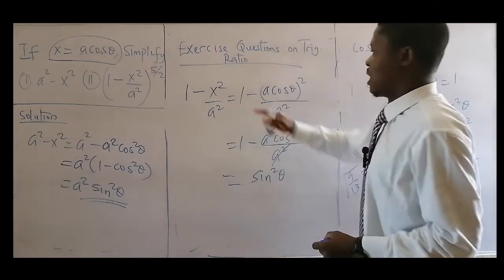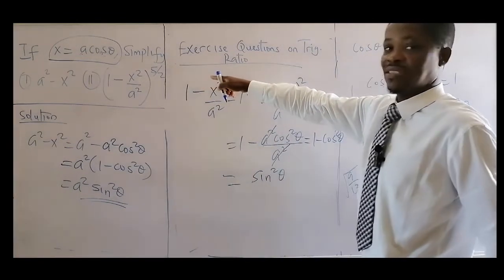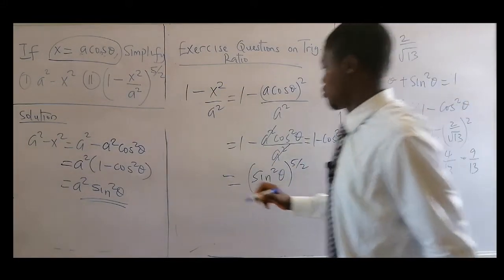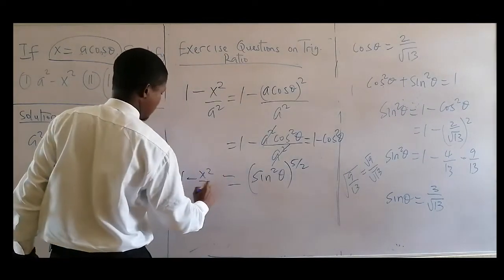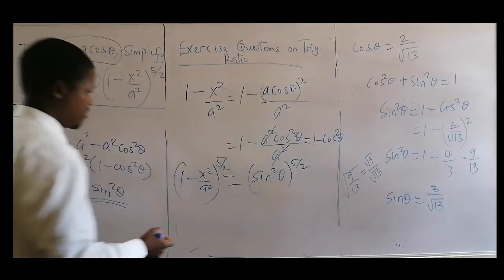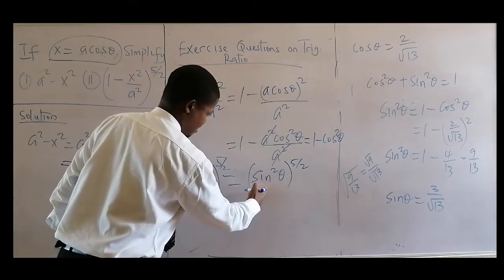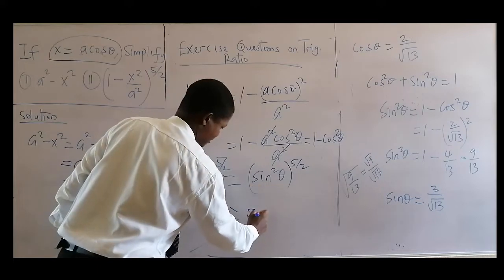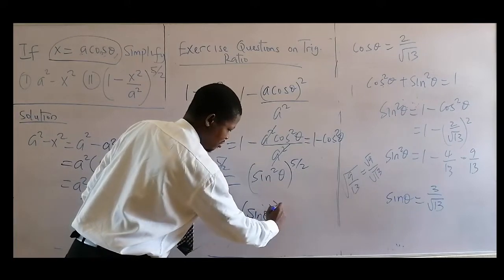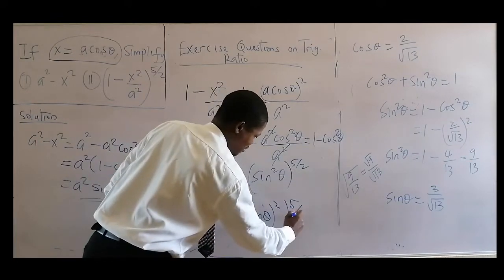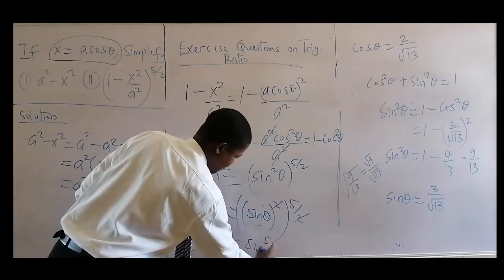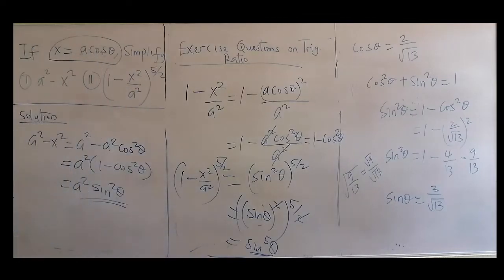And then don't forget the exponent of 5 over 2. So 1 minus x squared over a squared, to the power of 5 over 2, will be this. Which means we have sine theta to the power 2, and we also have another one, 5 over 2. So these two we cancel out. So we just have sine to the power 5 theta. So that's our answer to that question.